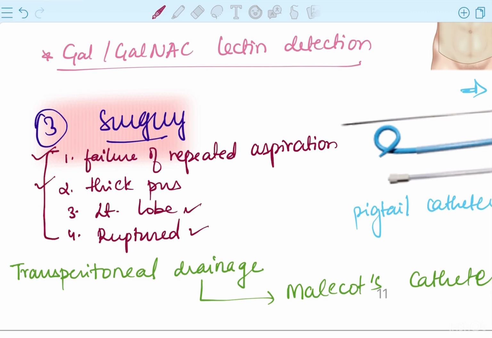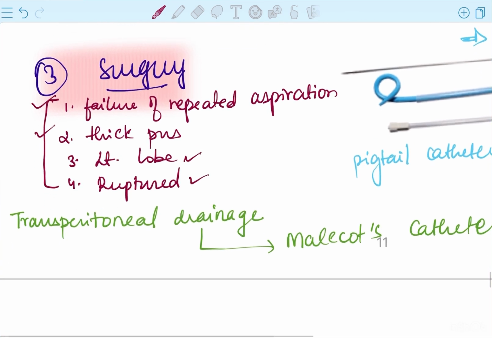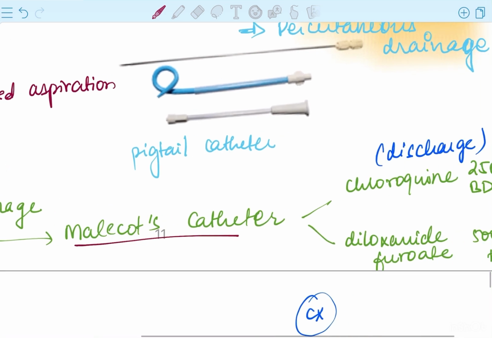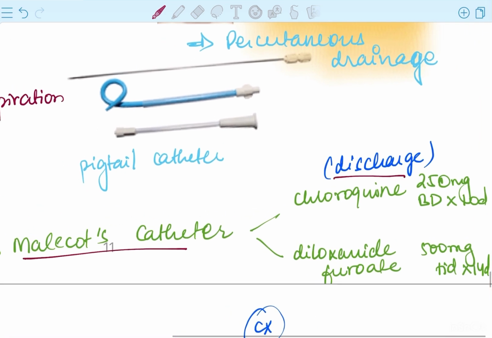Whenever it's a ruptured pus, you have to go laparotomically. You have to open the abdomen. So what are you going to do? You're going to do a transperitoneal drainage. You have to open it, drain it, and insert a Malecot catheter. The Malecot catheter will help the pus to be drained. It's an open drainage system. Followed by that, at the time of discharge, you're going to give the patient chloroquine 250 mg BD for 10 days and diloxanide furoate 500 mg TID for 14 days.